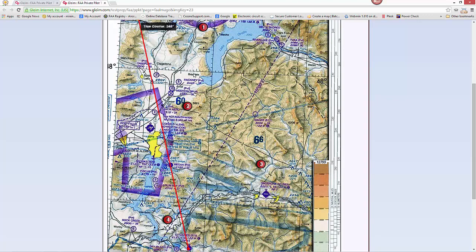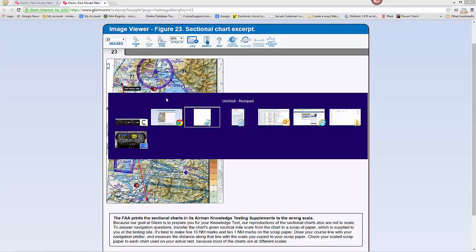You don't want to use the latitude lines because minutes of latitude get closer and closer the further you get to the North Pole. But all the longitude lines are the same length all the way around the Earth. So that's what we'll use. I'm going to call it 54 nautical miles. So I'll write that down.